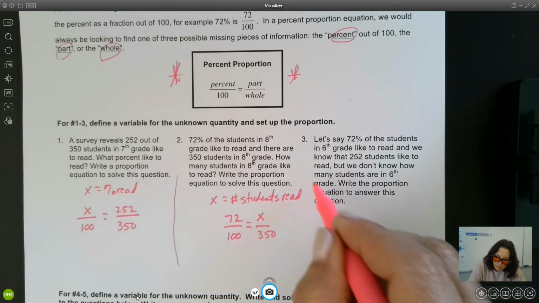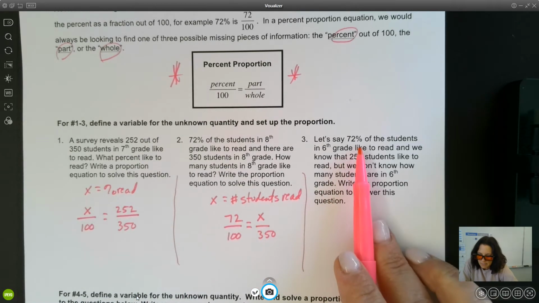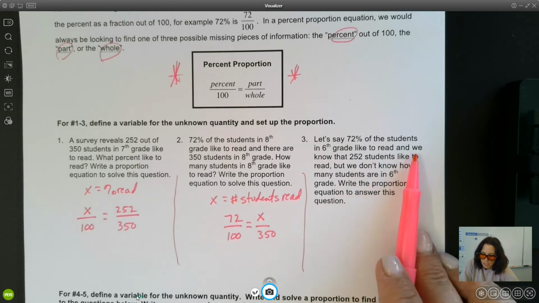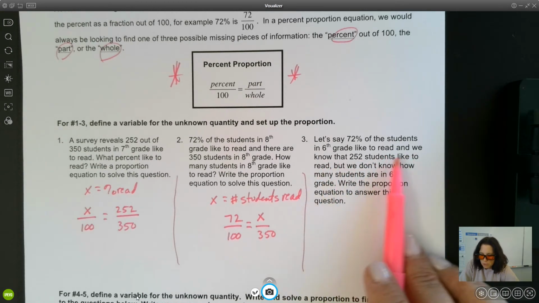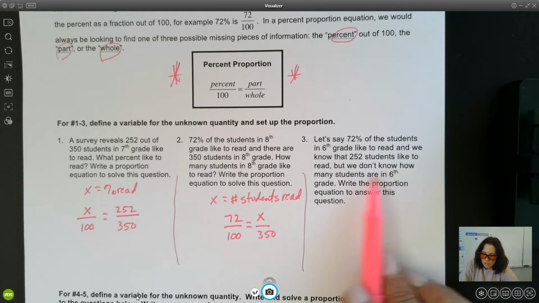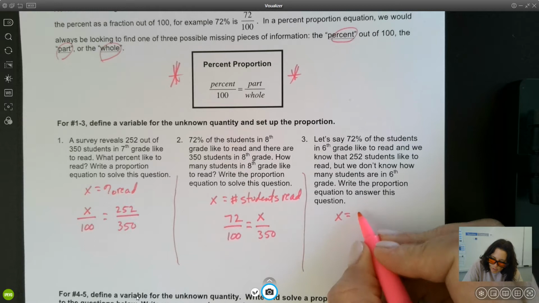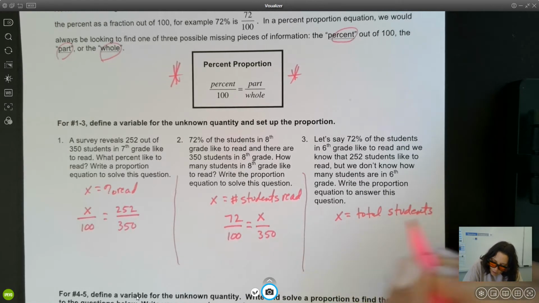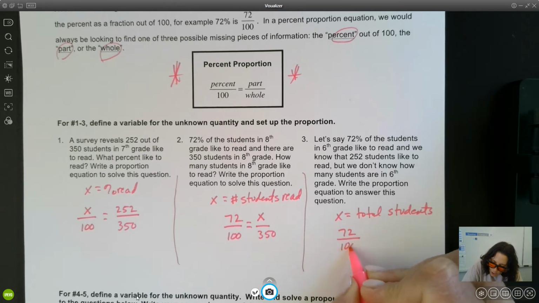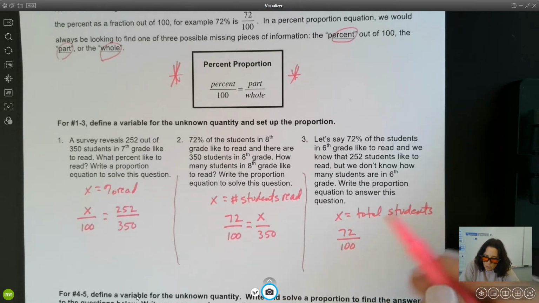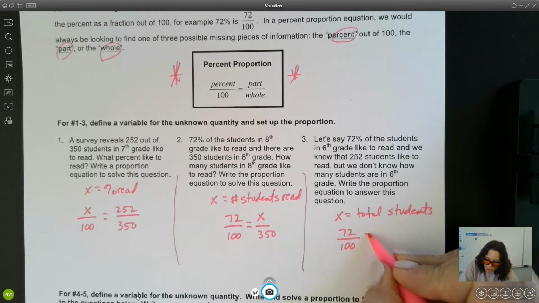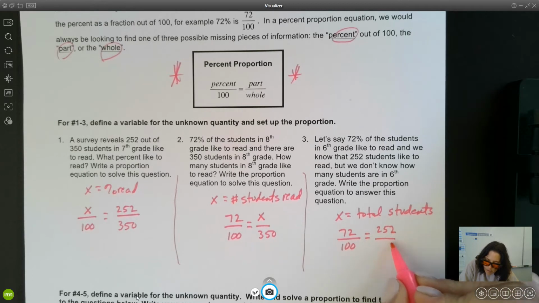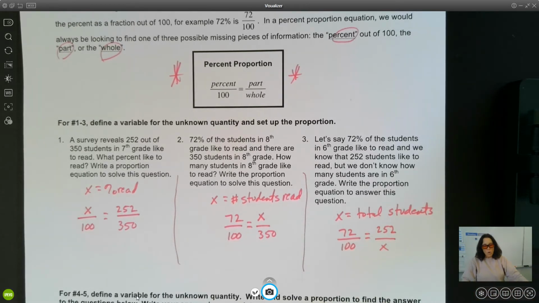Okay, the last problem here. Let's say 72% of the students in 6th grade like to read, and we know that 252 students like to read, but we don't know how many students are in 6th grade. Write the proportion equation to answer this question. So X this time is going to be the total number of students. We've got 72 over 100. That's our percent over 100. Do not put the percent symbol in the proportion. Equals 252 is the part this time, and X is our whole.